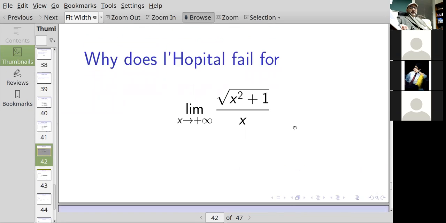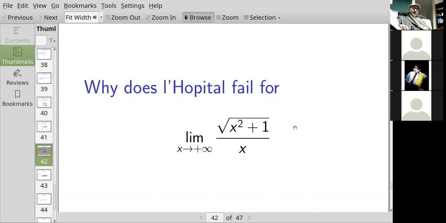Sir, but over here, when we differentiate the first time, we get a 1 in the denominator. So why does this not work? Because when you differentiate the root, you're going to get something in the denominator, which is not going to help you. Okay. Oh, okay, sir. Try applying L'Hopital's. You'll see what I mean.